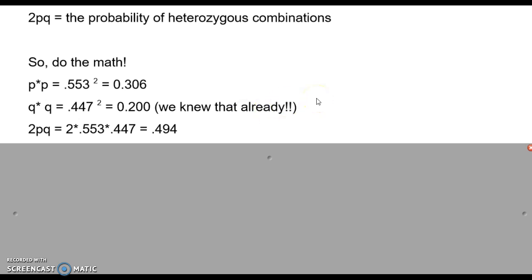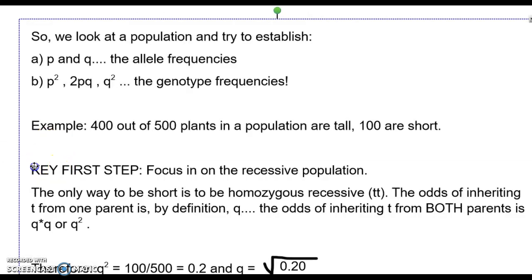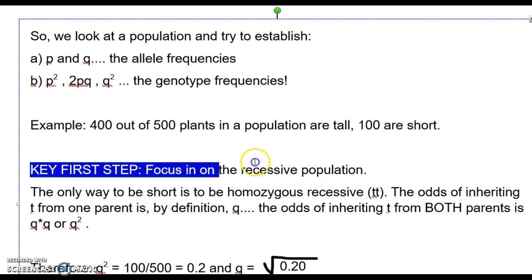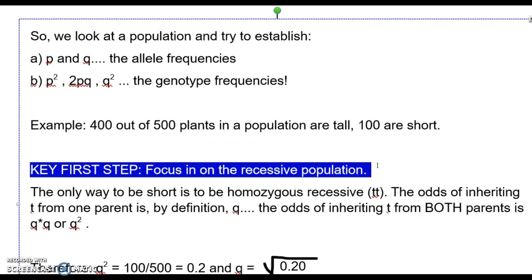Not a big deal. Okay, so that's a Hardy-Weinberg analysis, and you should be able to apply that to all kinds of populations. Key first step right here: focus in on the recessive population, because that is a guaranteed way to establish what Q squared is all about.